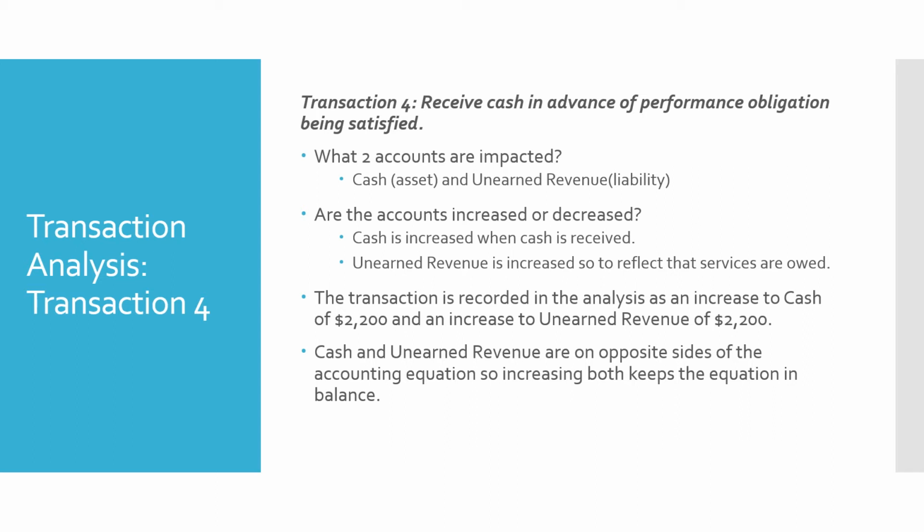So we're getting cash, so we're going to increase our cash account again, and we want the liability account, unearned revenue, to show the value of the services that we owe. So we are going to increase cash by $2,200 on one side of the accounting equation and increase the liability, unearned revenue, on the other side of the accounting equation, also by $2,200. So our accounting equation is staying in balance.